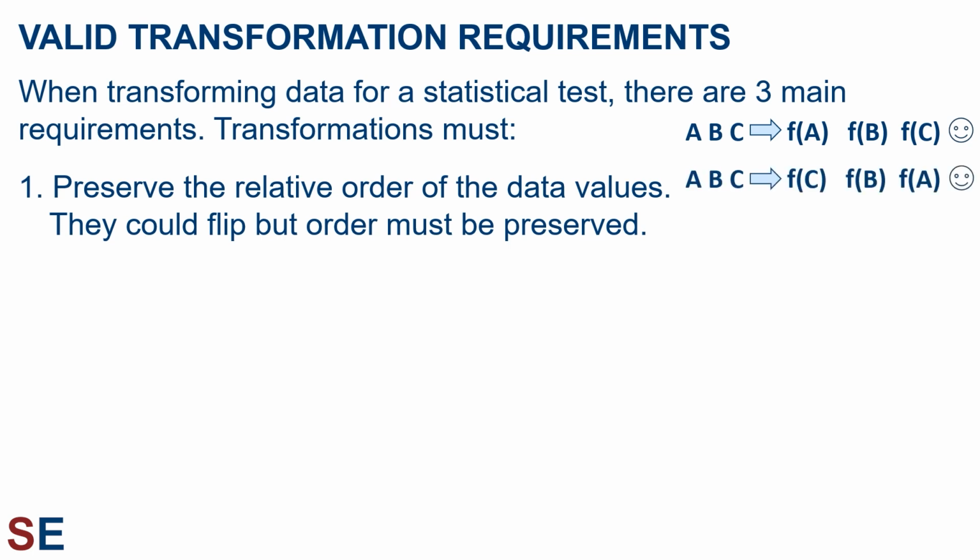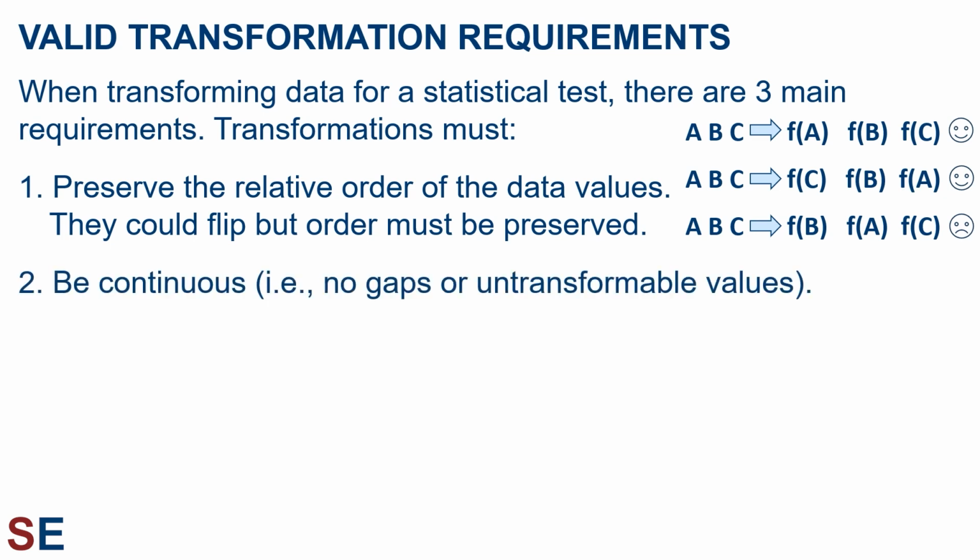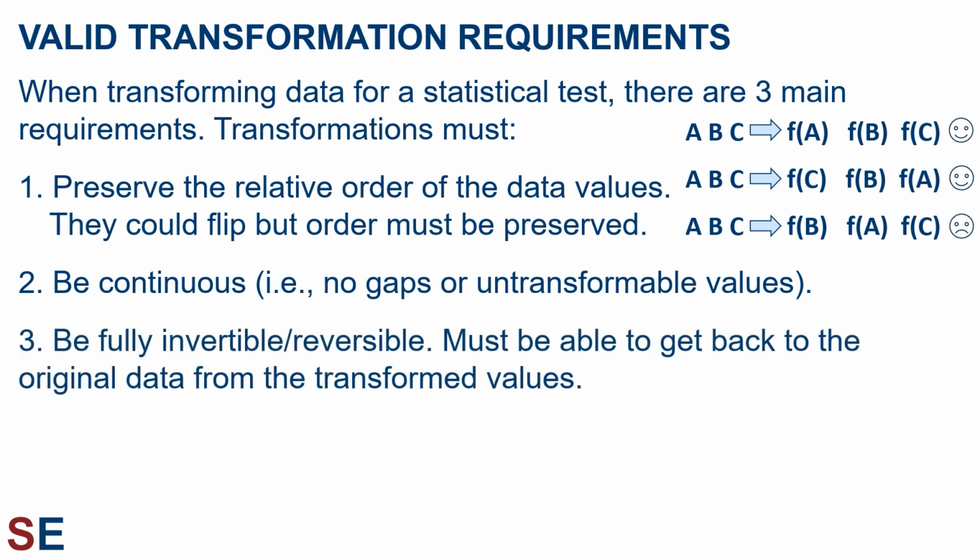So is this one, the key being that the transformed value of B is still in between the transformed values of A and C. But this transformation would not be valid because the sequence of the transformed values isn't ABC or CBA. The middle original value doesn't end up in the middle of the transformed values. Second, the transformation must be continuous. That is to say, there are no gaps or untransformable values. Every value in the original dataset has to be able to be transformed using our chosen method. Third, the transformation must be fully invertible or reversible. There must be a way to get back to the original data from the transformed values.